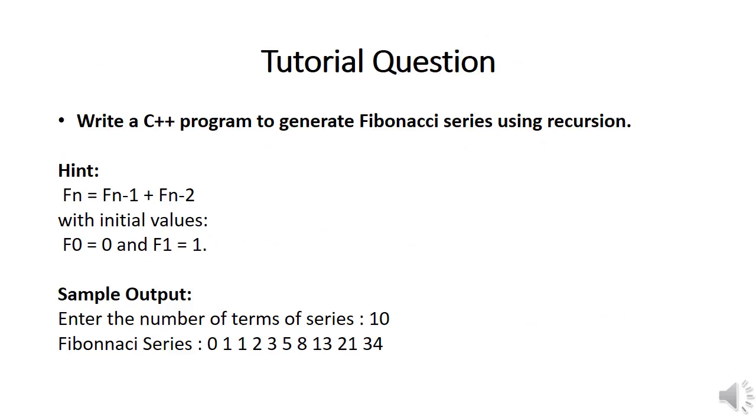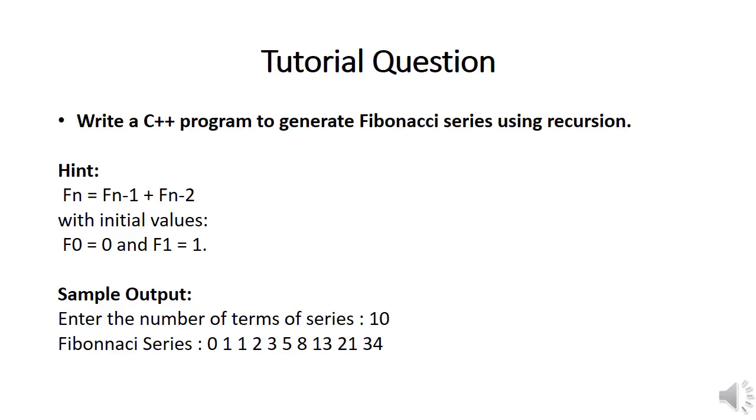So this is a practice question for you. The question is, write a C++ program to generate Fibonacci series using recursion. The Fibonacci series is nothing but, the first value of the Fibonacci series is always 0. The second value of the Fibonacci series is always 1. That is f0 is 0 and f1 is 1. Then you will get the next Fibonacci element by adding the previous two values. That is f of 2 is f of 0 plus f of 1. That is f of n minus 1 plus f of n minus 2.